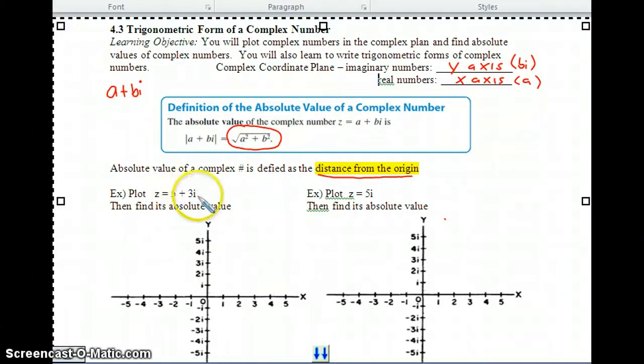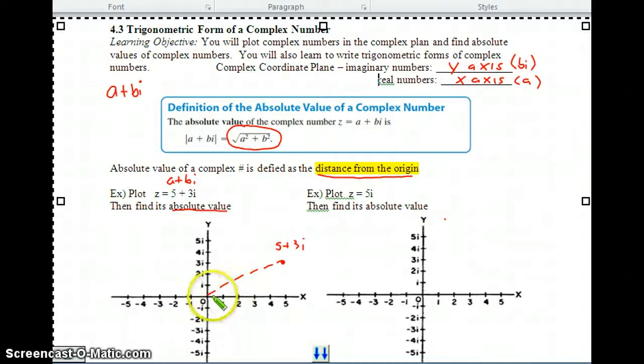If I ask you to plot this complex number, you would go over 5, and you would go up 3i. Again, this is just in the form a plus bi. So my a was 5, and my b was 3. This is the coordinate point 5 plus 3i. If I asked you to find the absolute value of this point, I'm asking you to find the distance that the point is away from the origin.